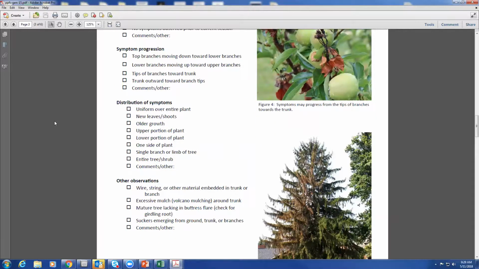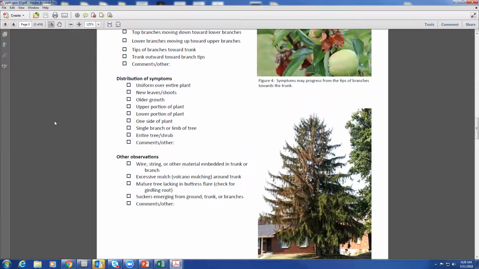Distribution of those symptoms over that plant: new leaves, old leaves, upper portion, lower portion, etc. If it's an entire plant, we're always going to backtrack and think about what is the common denominator. Is it the roots, the crown, the trunk? So if in fact an entire plant is suffering, we want to backtrack.